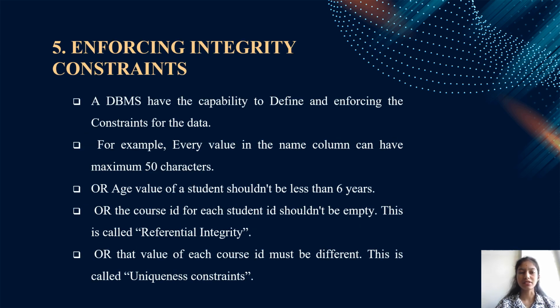Enforcing integrity constraints. A DBMS has the capability to define and enforce constraints for the data. For example, every value in the name column can have a maximum of 50 characters, or the age value of a student should not be less than 6 years, or the course ID for each student's ID should not be empty. This is called referential integrity. Or the value of each course ID must be different. This is called a uniqueness constraint.